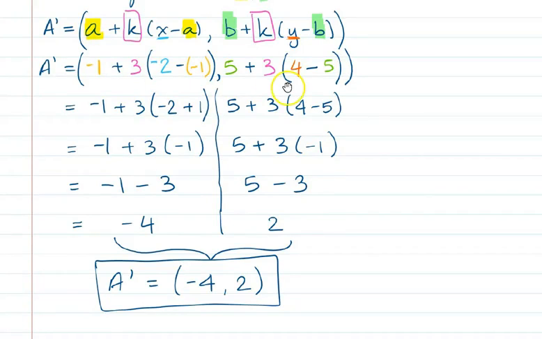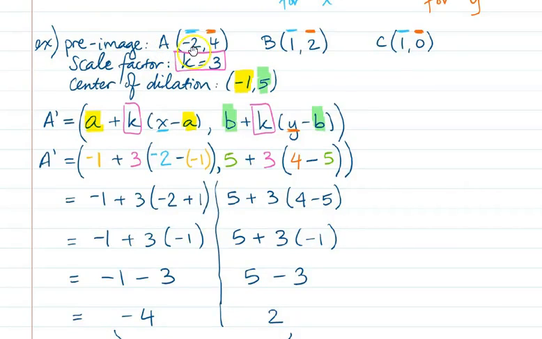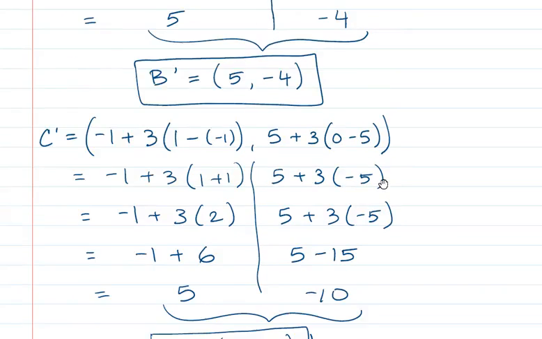So after we plug in all this information, you do your basic calculation, and it comes out to be -4 and 2 for your A prime. So A prime is -4 and 2, and if you look at the pre-image, A is -2 and 4. It doesn't mean that your digits will always swap, okay? And also, it's not as simple as just multiplying each of the coordinates by 3, like mentioned earlier. That only happens when your center of dilation is at the origin. But since it's not, it's at -1 and 5, we have to do all these calculations. And you would do the same thing for B and the same thing for C.